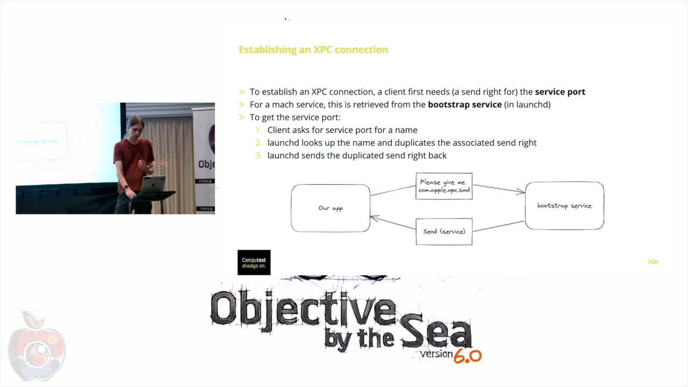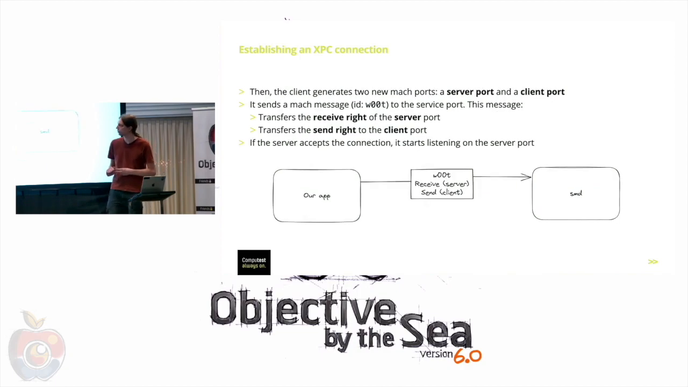Now, when you have a service port, the client will generate two new ports, a server port and a client port. And then it sends a Mach message to initiate the connection. The ID of this is root. I'm not really sure if that's intended, but probably is intended, but I'm not sure why they use this. And in this message, it transfers the receive right of the server port and the send right for the client port. So what that means is that the server can then start listening on the server port for incoming messages from the client, from our application. And the server can use the send right for the client port to send messages back. If the server accepts the connection, they can also decide to just drop it, and then they don't do anything with it.